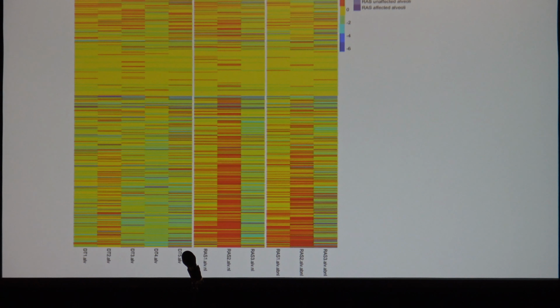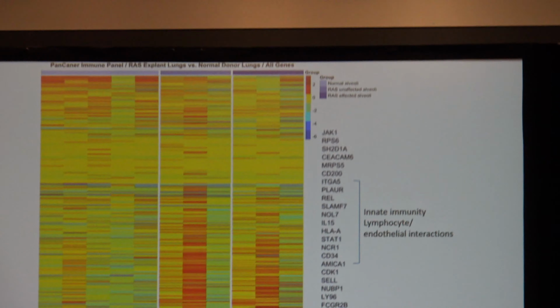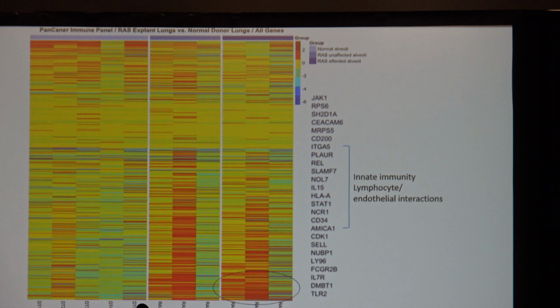And this one is looking at RAS on the far right. This is the pan-cancer immune panel. You have normal alveoli. The center is from a patient with RAS, but looking at normal alveoli. And then the far right, you have an area with RAS that was dissected out. So again, some differences being seen here.